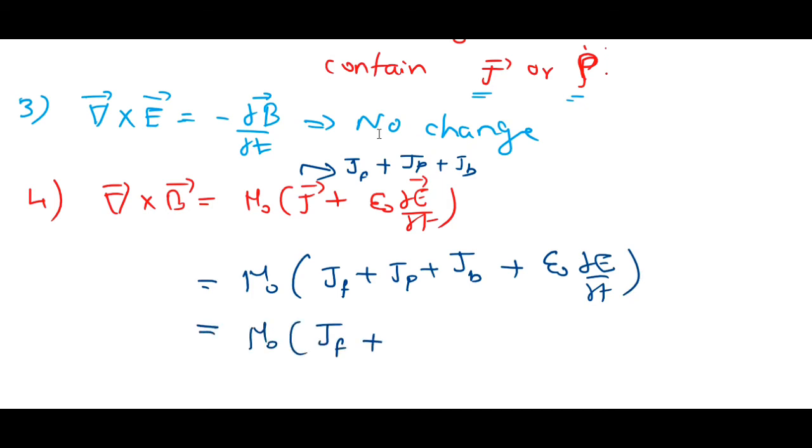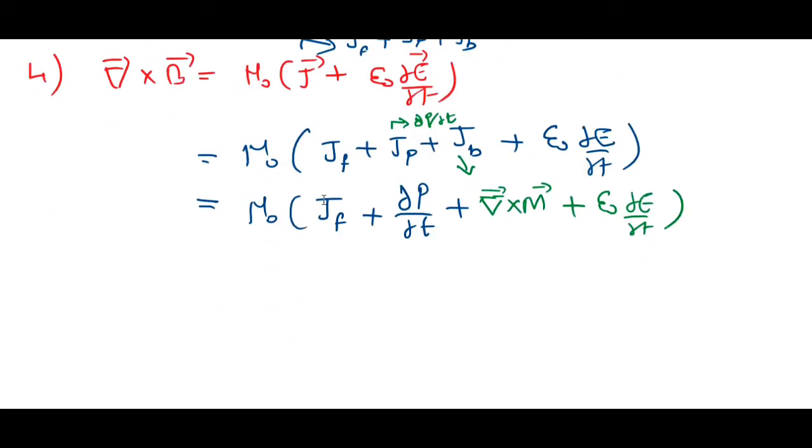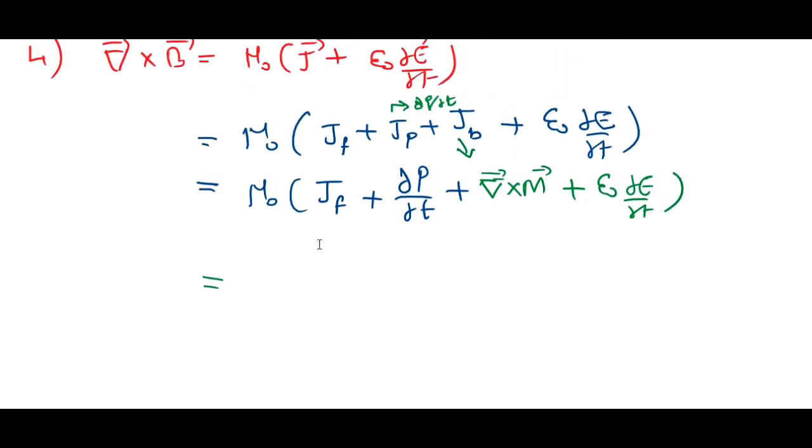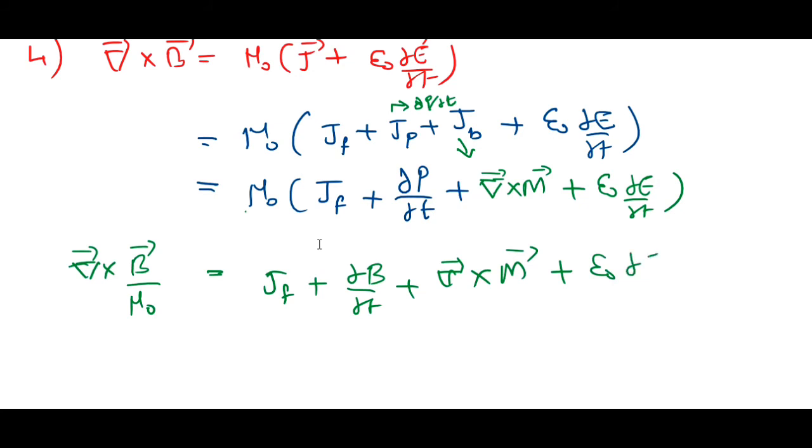Next, I will substitute for J_P. We have seen that this quantity is nothing but dou P by dou t, plus the next term, the volume bound current density, which is del cross M, plus epsilon 0 dou E by dou t. Taking mu 0 to the left side, del cross B by mu 0 is equal to J_F plus dou P by dou t plus del cross M plus epsilon 0 dou E by dou t.